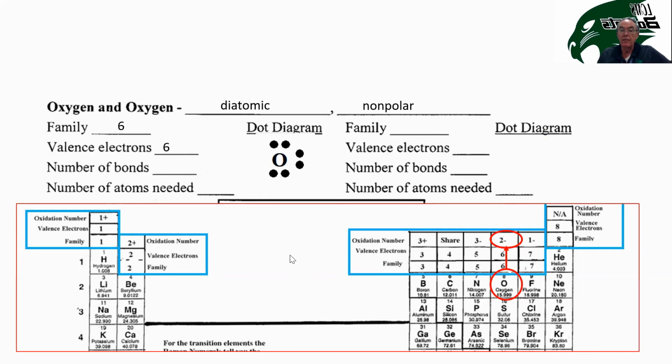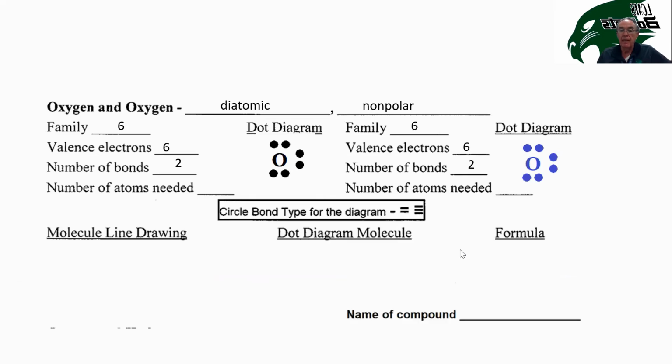It has 6 valence electrons. So it has 6 dots in this dot diagram. It needs to make 2 bonds in order to have 8 valence electrons. Okay, the other oxygen is the same. Now, since it's diatomic, in this case, it needs to form 2 bonds, right? We've got 6 valence electrons. It needs to share 2 pairs. So we're going to be double bonding these oxygens together.